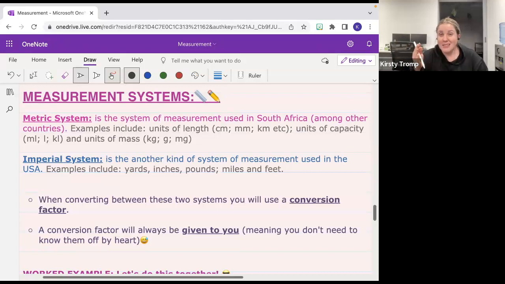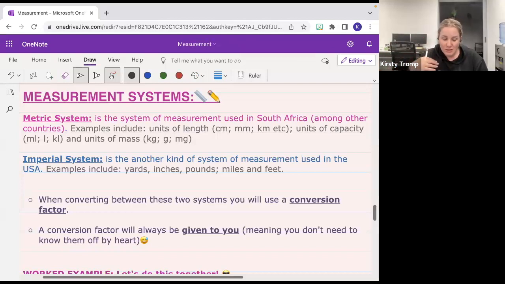And then there's the system called the imperial system. That's the system that they use in America, and you would have heard them talk about that on TV shows. So they talk about yards, inches, gallons, pounds, miles, feet. That's what they use to measure their liquids and distances. But we actually have a way to convert between our metric system and the imperial system.